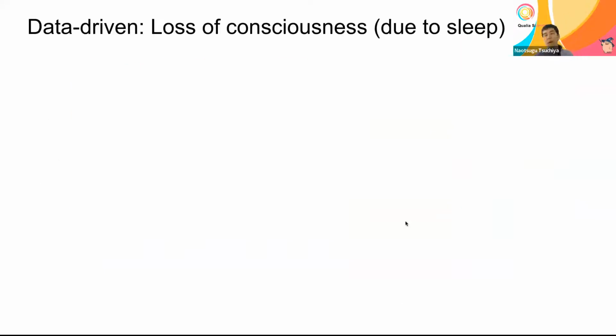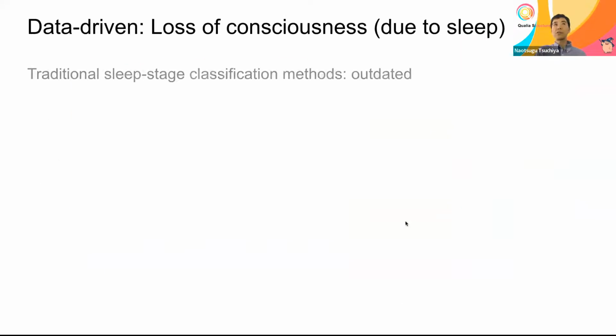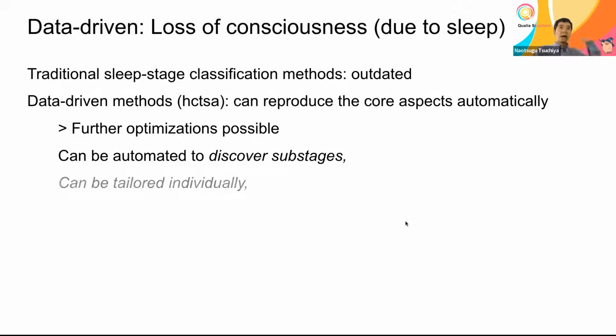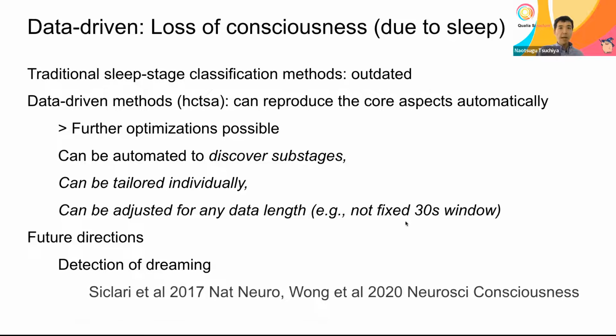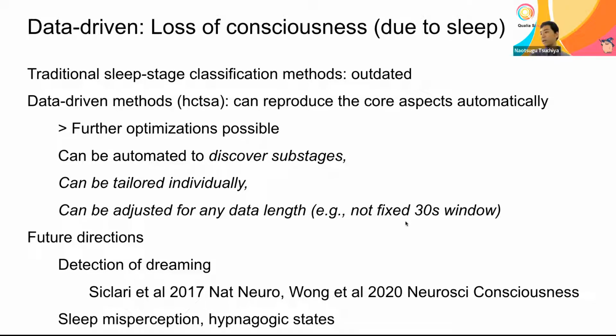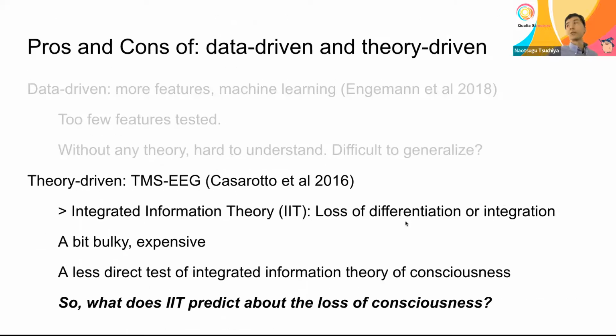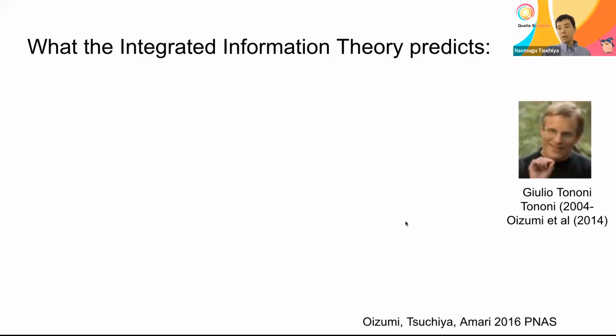And then another thing is a data-driven approach to loss of consciousness due to sleep, in that the traditional sleep stage classification method is outdated. So we are proposing further optimization in terms of substages, individual tailoring, and also data lengths and so on. I also mentioned dreaming, and sleep misperception and hypnagogic states are another direction. And then there is a theory-driven component I can talk about.